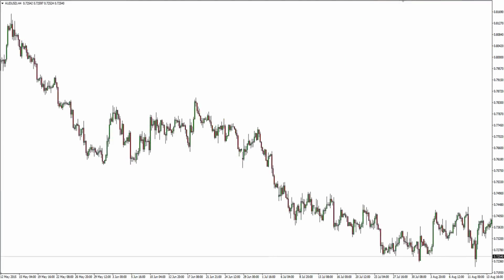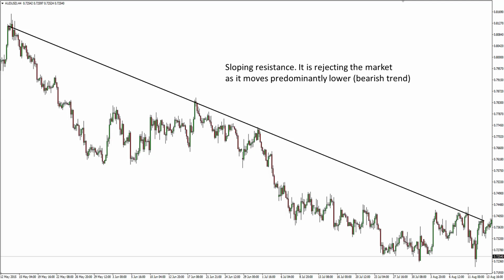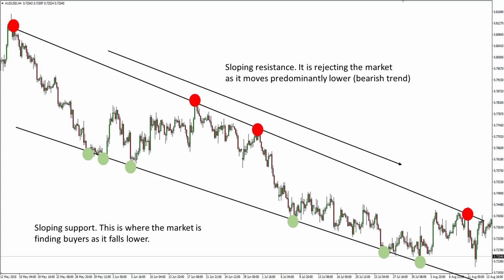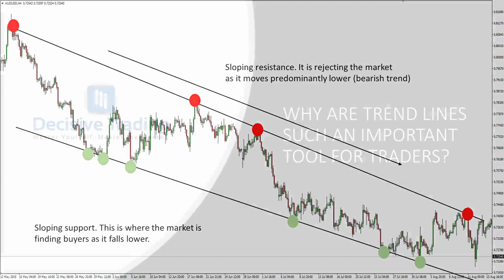This is a chart of Australian dollar US dollar on the 4-hour time frame now. Here we have sloping resistance. It is rejecting the market as it moves predominantly lower, a bearish trend. In this example, we also have sloping support. This is where the market is finding buyers as it falls lower. Again, this would be considered a trend channel. Trend channels occur often when we have a trend line, however, not every time.